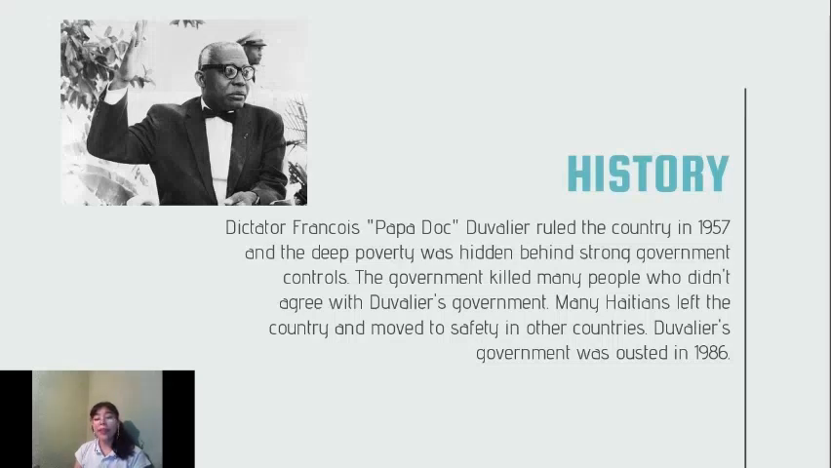The government killed many people who didn't agree with Duvalier's government. Many Haitians left the country and moved to safety in other countries. Duvalier's government was ousted in 1986. So this government was very controlling of its people. There was a lot of poverty, and many people from Haiti had to look for opportunities in other places, because their country was being controlled by a dictator. So he made their lives very poor and very controlled.